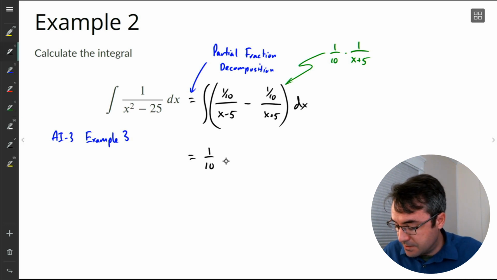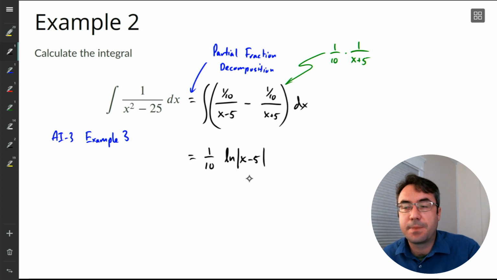Well, it's going to be the natural log of the absolute value of, well, we're doing the x minus 5 here. And then there is a constant in front of that x, but it's a 1. So normally we would put 1 over that constant, but 1 over 1 is just 1. So for this first fraction, the 1 over 10 is a constant multiple, so it goes in front. And then the integral of the 1 over x minus 5 is just natural log absolute value x minus 5.